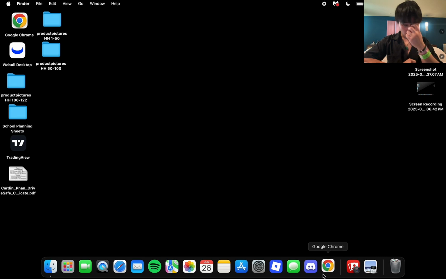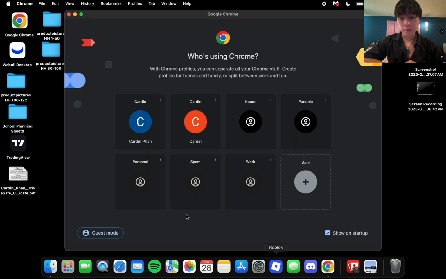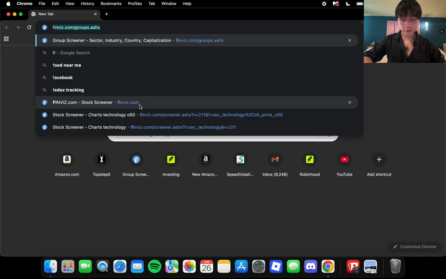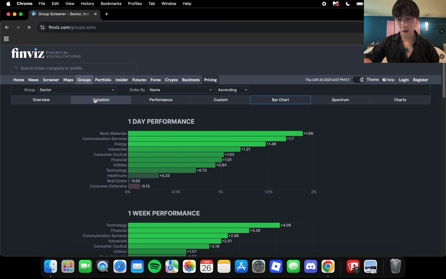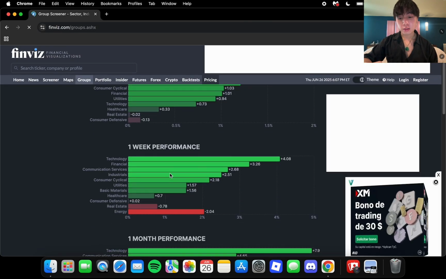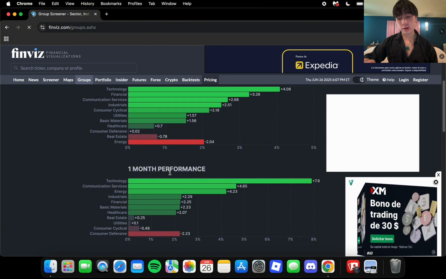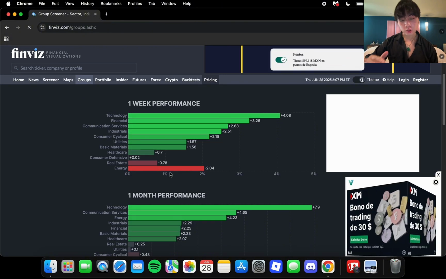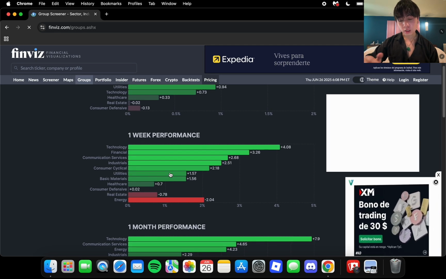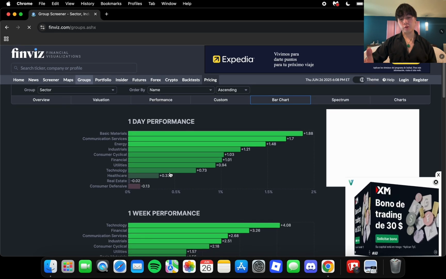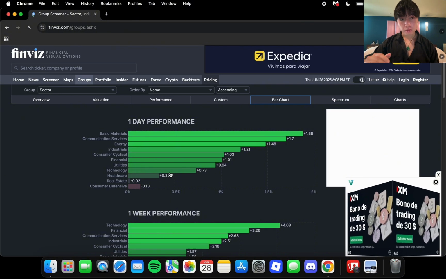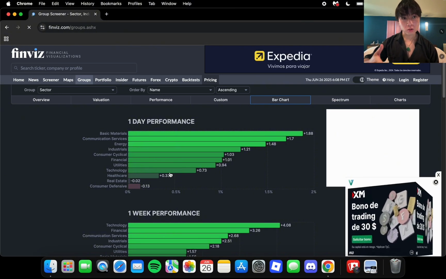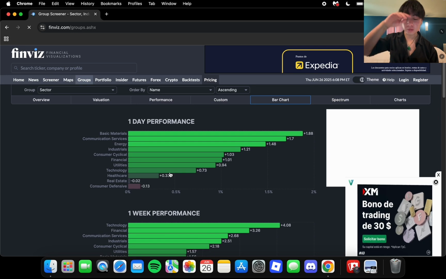So, what I do is I go on Google, and the first screener I use is Finviz. It should be a well-known screener. I go on Finviz, then go to groups, and from here you pretty much look at the 1 week performance and the 1 month performance, and see the similarities and which one pops up the most. Right now, as we can see, it is technology, so that's what we're going to look at. We don't usually look at the 1 day performance, because anything that's good for 1 day might not be good the next day.